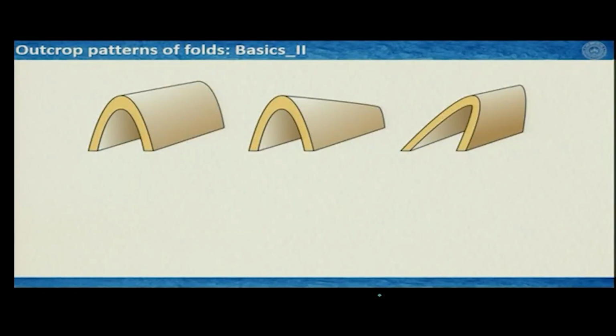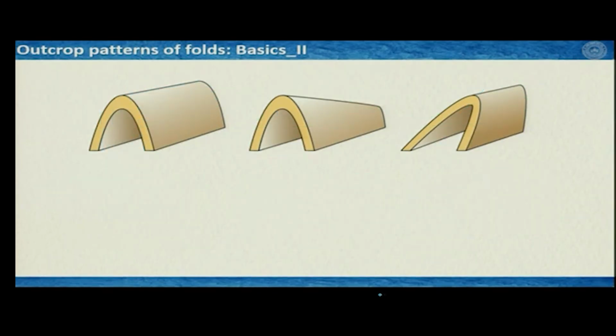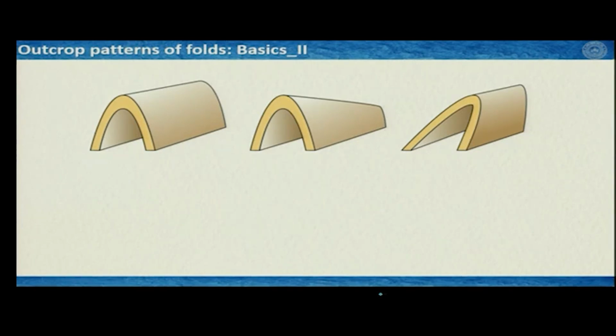Now in this image, these three are given here. In the previous slide we have seen different kinds of outcrop patterns of these three very simple folds. So what you can do, you can take these three images and make sections in different ways and see what kind of outcrop patterns you get out of it. You can also use all other kinds of folds. It can be inclined, it can be tight, it can be open, and so on.